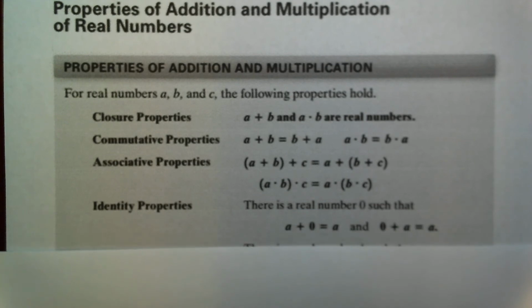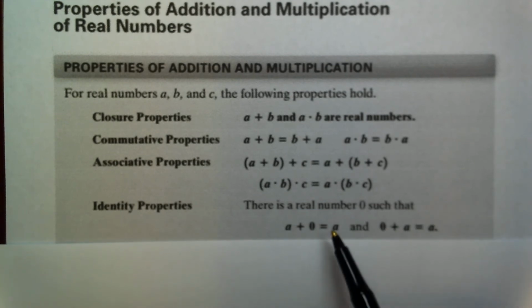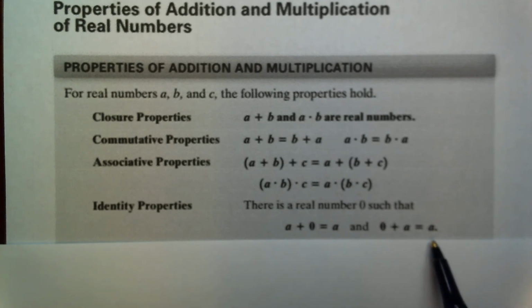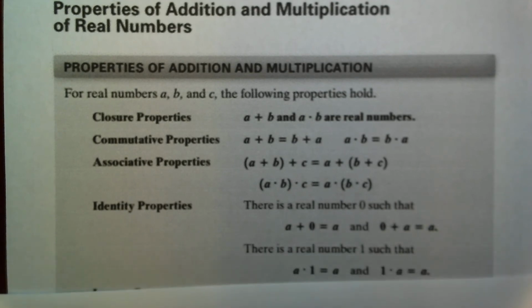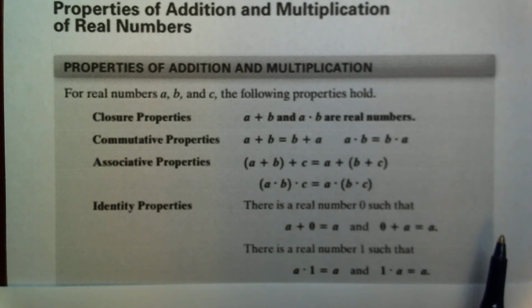Then the identity properties, 0 and 1. There's a real number 0 such that a plus 0 equals a, and 0 plus a equals a. And there's a real number 1 such that a times 1 equals a, and 1 times a equals a. Again, that may seem obvious, but it needs to be stated because we use these properties in various circumstances. So 0 is the identity element for addition. In other words, if we add 0 to a real number, that will always yield that real number. And the number 1 is the identity element for multiplication. Multiplying a real number by 1 will always yield that real number.